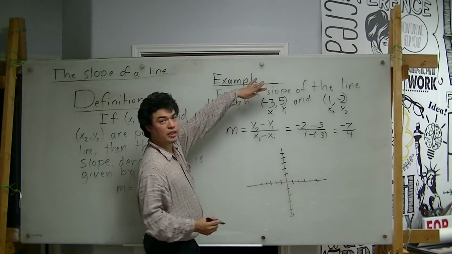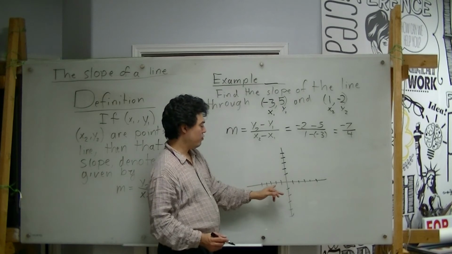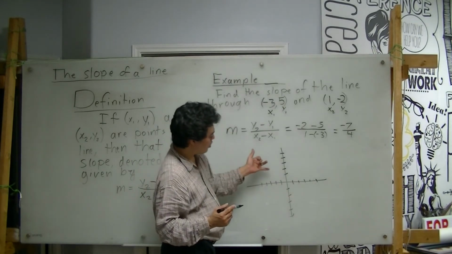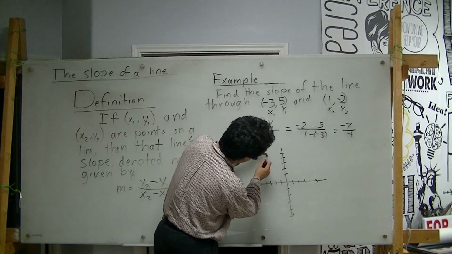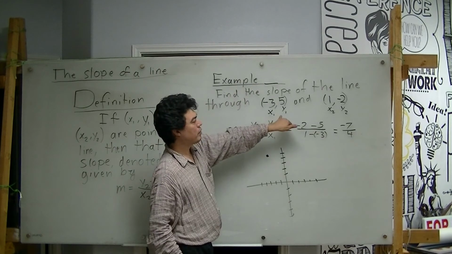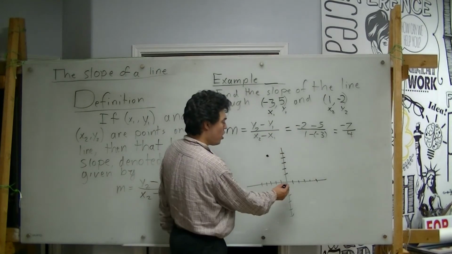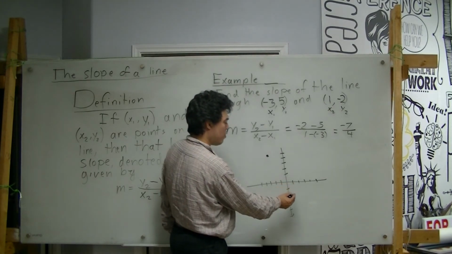I'm going to plot this point, (-3, 5), here. So I'm going to go -1, -2, -3, and then 5. So that's positive 5. So we'll go 1, 2, 3, 4, 5. So right here. That's this point. (1, -2) is the next point. So that means we're going to go 1 in the x direction, and then 2 down in the y direction because it's -2.